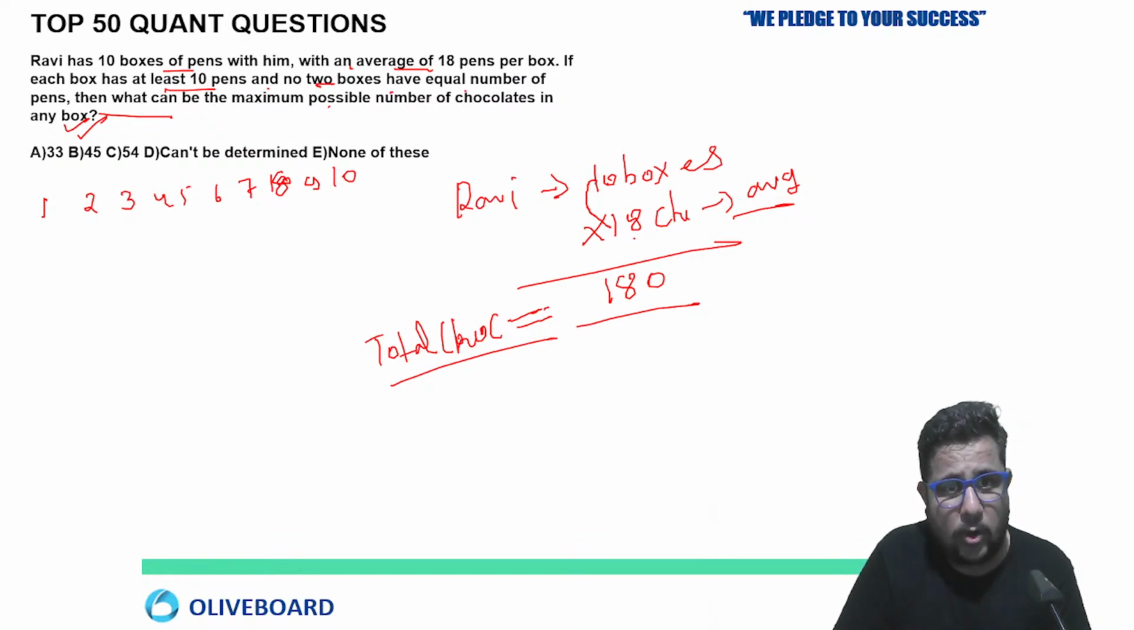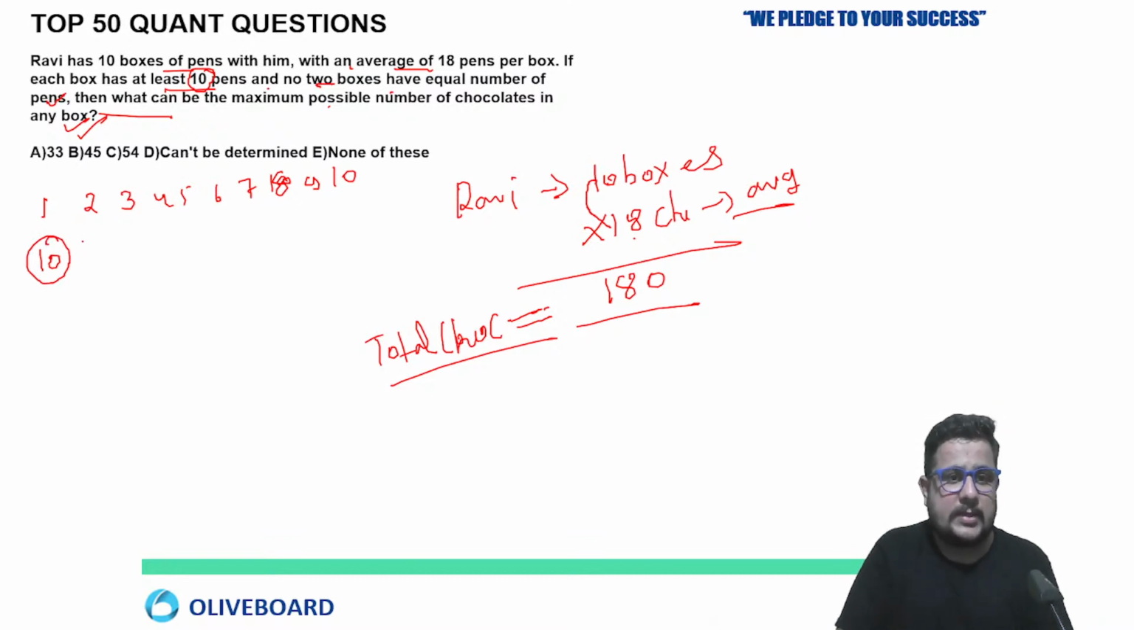So no two boxes have an equal number of pens. Okay, no two boxes. And each box will have at least 10 pens. So we can say a minimum of 10 pens in the first box is the least one. Second one will have what? Because what we need to find out is the maximum possible number of chocolates in any box.